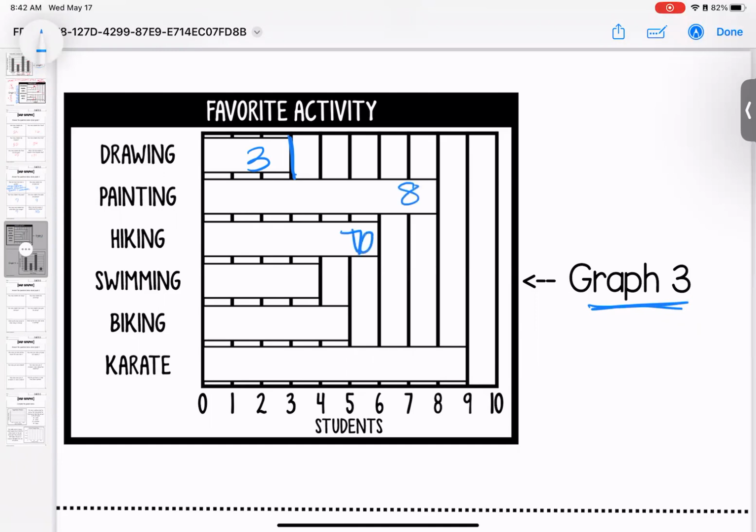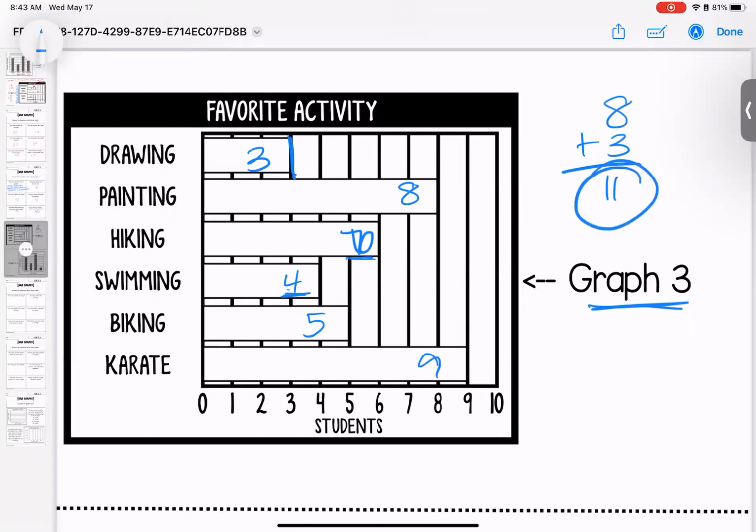6 for hiking. There are 4 for swimming, 5 for biking, and 9 for karate. So let's go ahead and answer our questions then. How many students liked hiking? There were 6. How many students liked swimming? There were 4. How many students liked to paint and draw? Painting had 8, drawing had 3, for a total of 11.